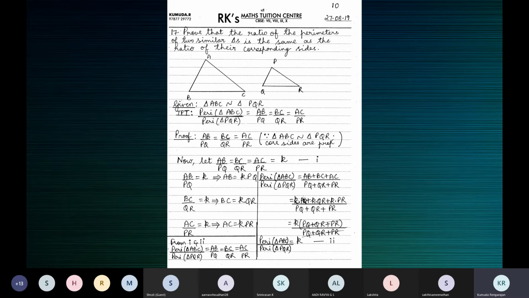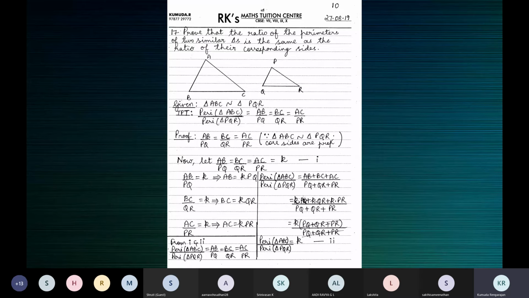All right, so here: prove that the ratio of the perimeters of two similar triangles, not any two triangles, is the same as the ratio of their corresponding sides. See, children, the ratio of corresponding sides is equal to the ratio of the corresponding medians. The ratio of the corresponding sides is equal to the ratio of the corresponding altitudes. The ratio of corresponding sides is equal to the ratio of corresponding angle bisector segments. The ratio of corresponding sides is equal to the ratio of the perimeters.